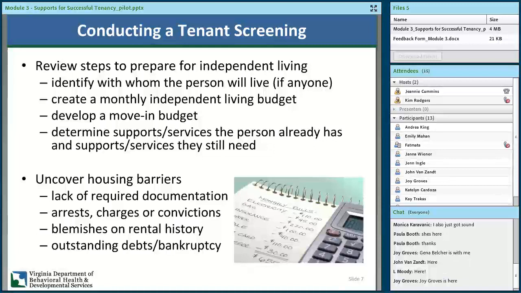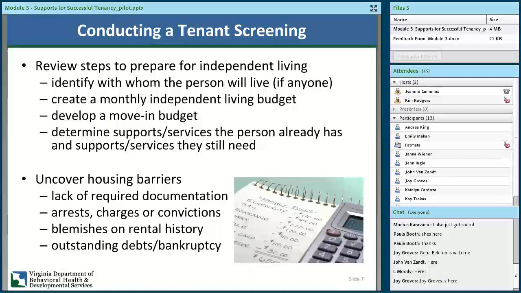The screening also involves developing a move-in budget that identifies resources to cover initial expenses to move into independent housing, such as application fees, security and utility deposits, moving costs, or needed furniture and household supplies. The tenant screening includes templates for creating independent living and move-in budgets.